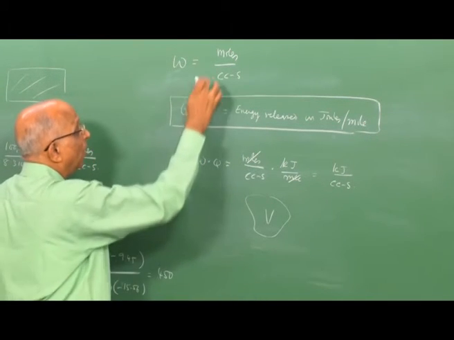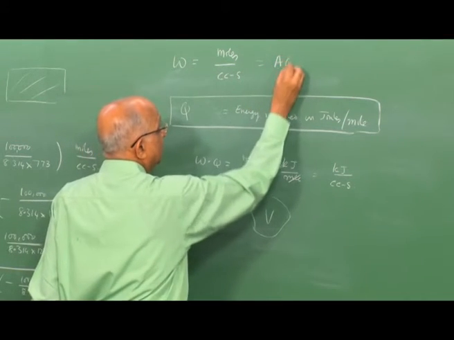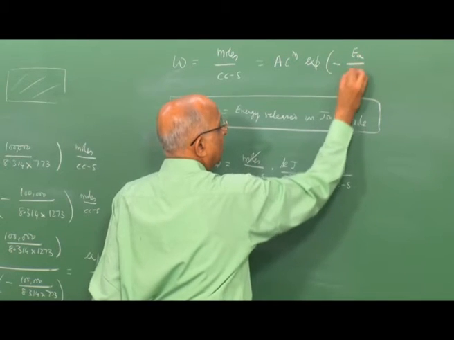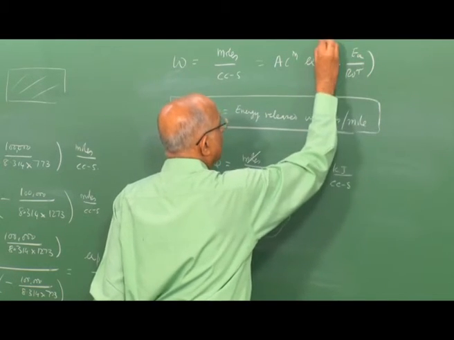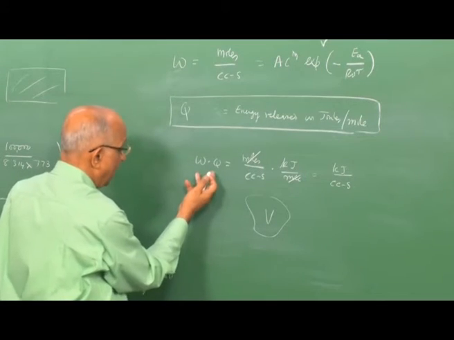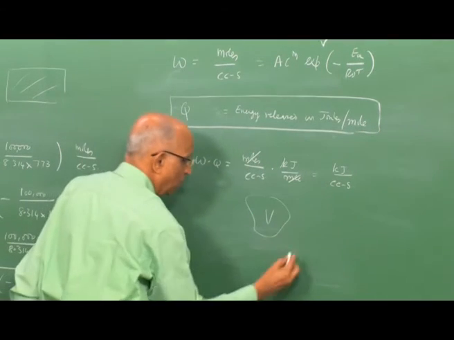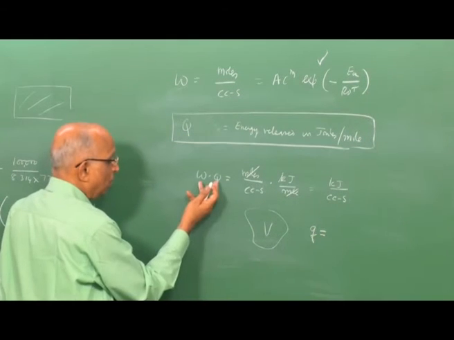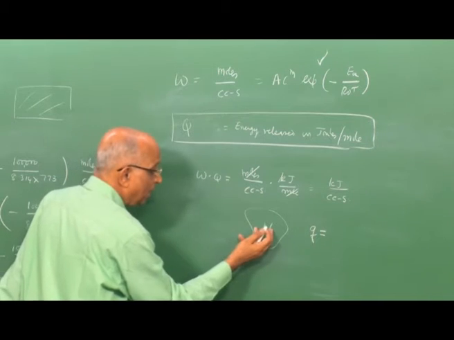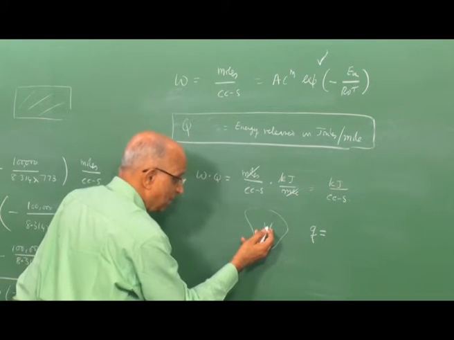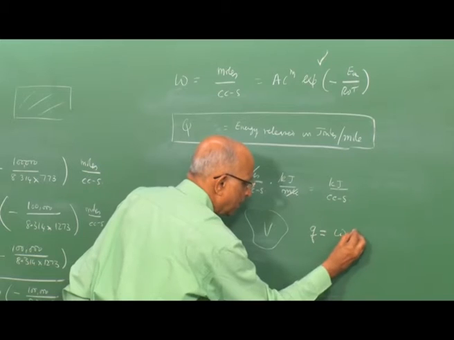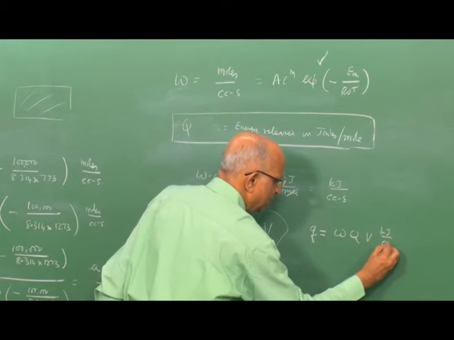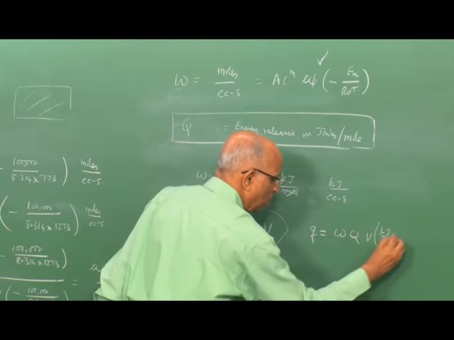and I know the rate at which it reacts, I know the value of omega, and we said omega is equal to A c to the power m exponential of minus activation energy divided by R naught T. I know this. Well, I can calculate the energy released in this volume. The energy released per unit volume is omega Q, and therefore the total energy release rate is equal to omega Q into volume, which I call kJ per cc second multiplied by volume in cc.